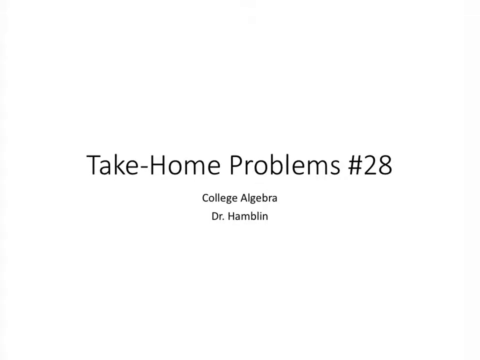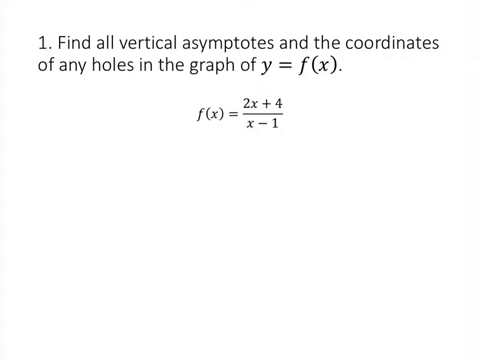This video contains the solutions to take-home problems number 28. For these problems, we're looking for the vertical asymptotes and the coordinates of any holes in the graph of these rational functions. So the way that we're going to find these is by first looking at the domain, because any value of x that's not in the domain is a place where we're going to have, for a rational function, either a vertical asymptote or a hole.